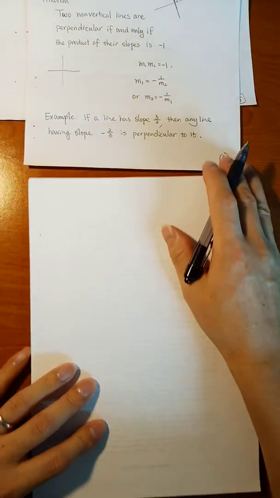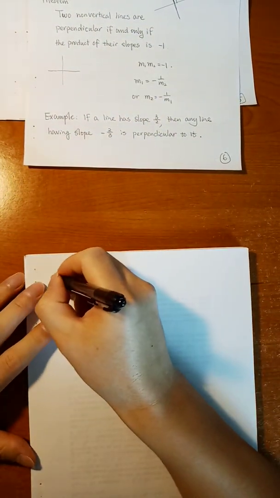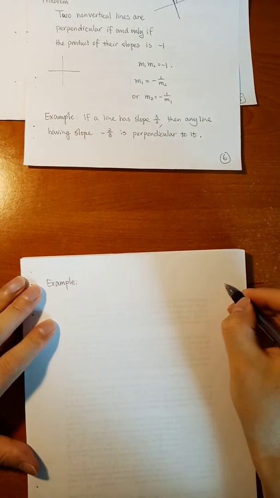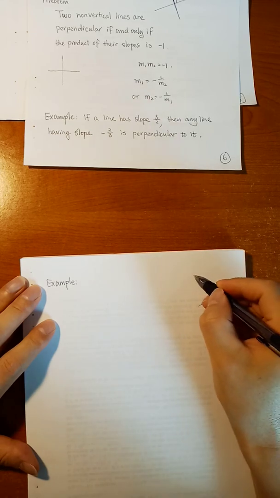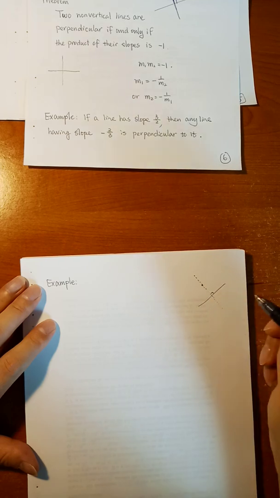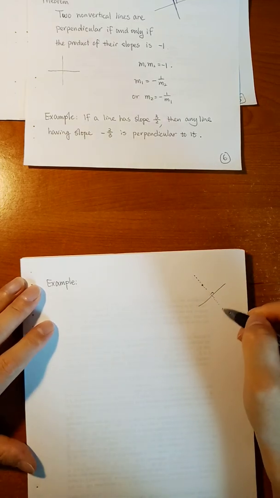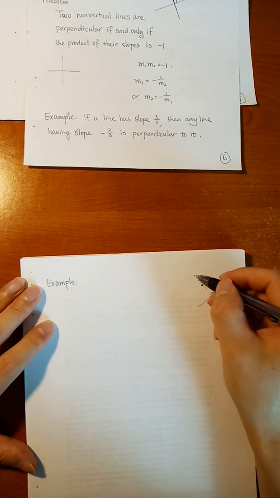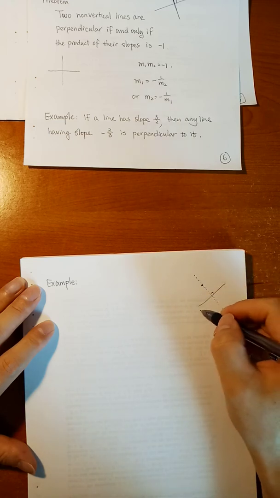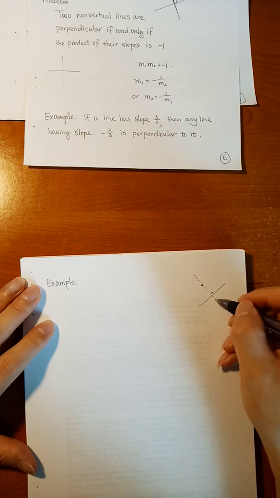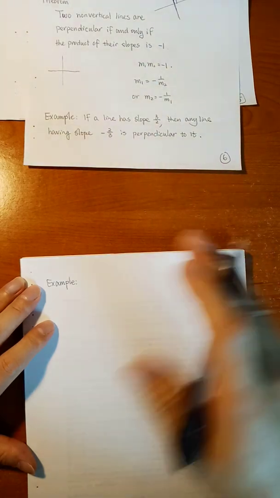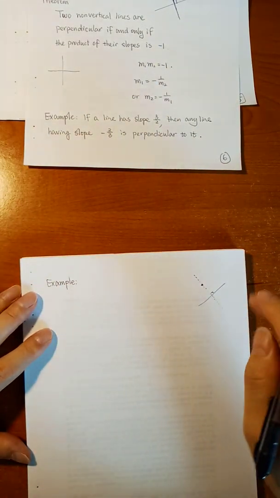Okay, now let's check an example. I have a line and I have a point. I want to draw a line containing this point and perpendicular to the given line. The point is given, so we need the slope in order to write down the required line. The slope is related to the original slope: the product of these two slopes is negative 1. Not like the parallel case, where they have the same slope.